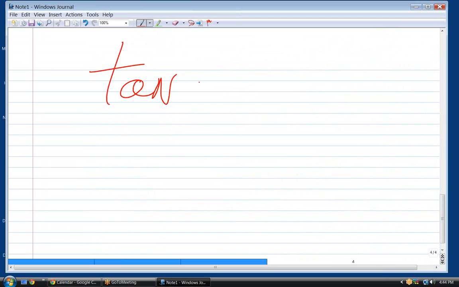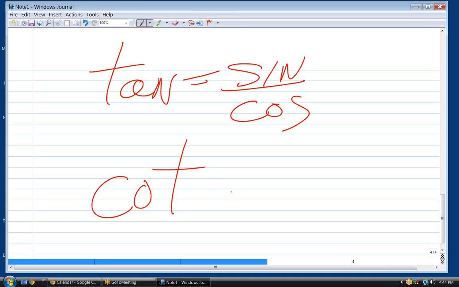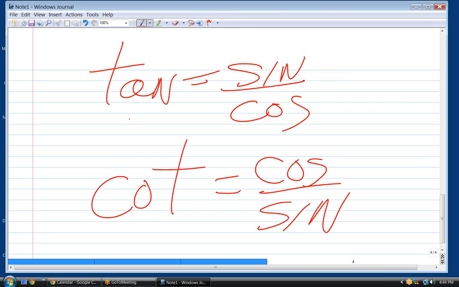Tan equals sine over cosine, and if you know that one, you know what cotan is. What's cotan? Cosine over sine? Yeah. So this is the only one you have to memorize.